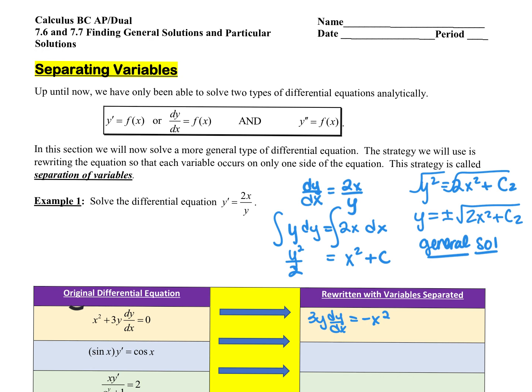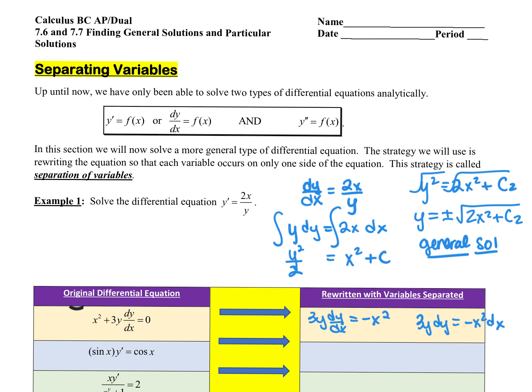And now the only other thing I need to move over to this side is what? What else needs to be over there? Not yet. Not until we find the antiderivative. The dx, right? We want all the x's on this side, including the dx. So now multiply the dx over, and you'll have 3y dy is equal to negative x squared dx. So that's the separation of variables. We're not going to continue this one. We're just going to separate the variables.